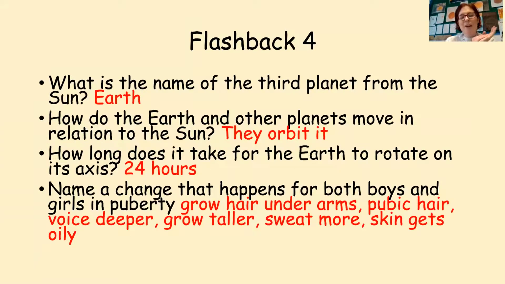Okay, so the third planet from the sun is the Earth. We are on it at the moment. How do the Earth and other planets move in relation to the sun? They orbit it, which means that they move around it. How long does it take for the Earth to rotate on its axis? 24 hours, so a full day and night. And then name a change that happens for both boys and girls in puberty.